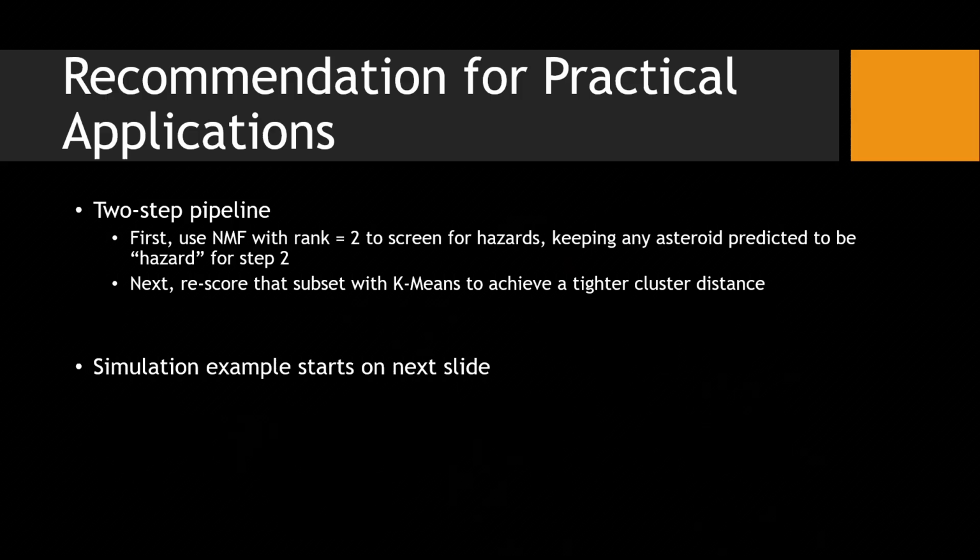For practical purposes, I would recommend a 2-step pipeline. First, using NMF with a rank of 2 to screen for hazards, and then keeping any asteroid predicted to be a hazard as a subset to be used in step 2. Step 2, then rescore that subset using K-means to achieve a tighter cluster distance.